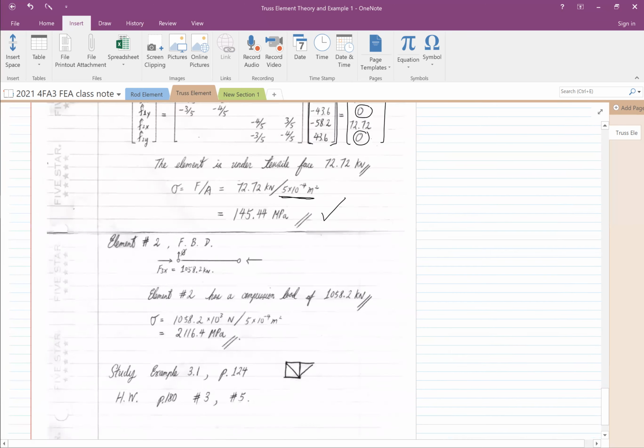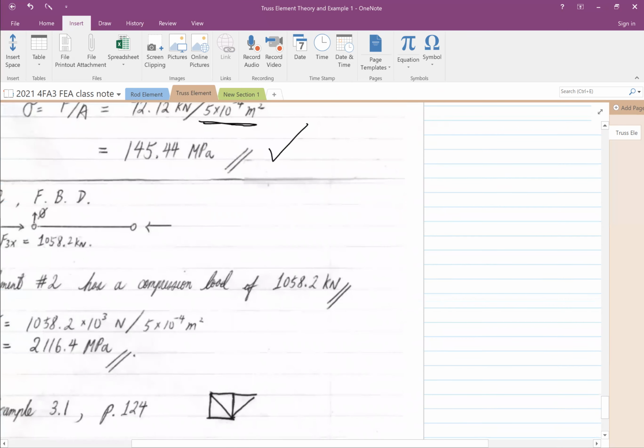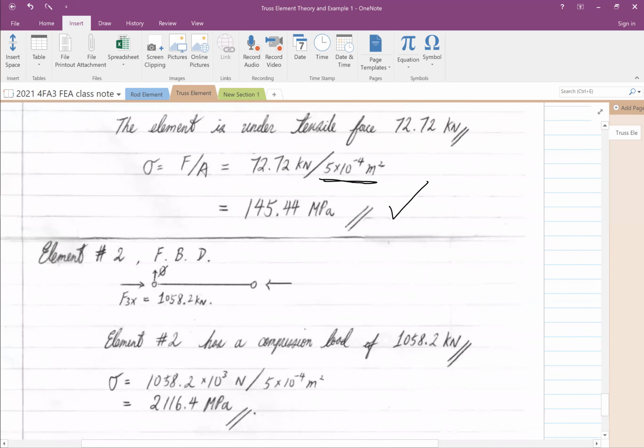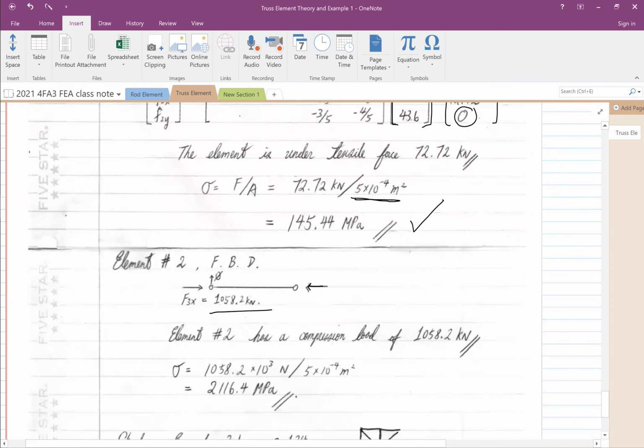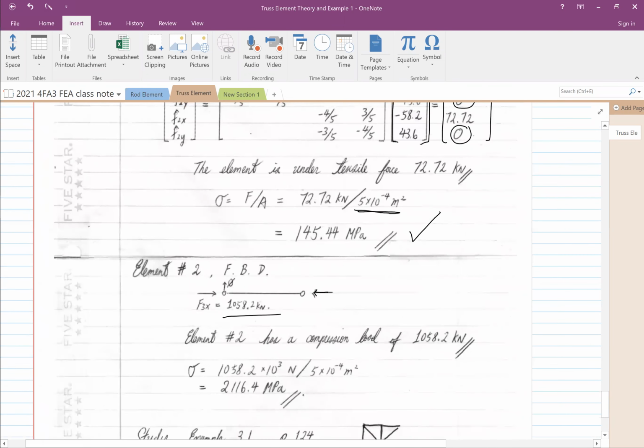We repeat the same thing for element number 2. And then this one is a lot easier. We don't have to do any transformation at all because there's only one force on it. And that's the compression load on it. So guys, that's all the lecture for today. Any questions so far before I do the recap?